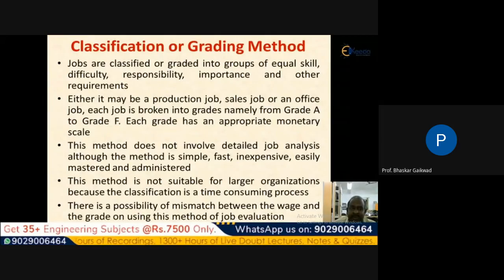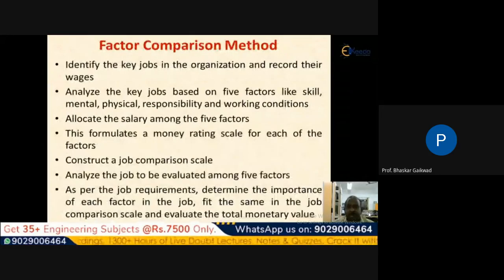Drawback of this particular classification. So now comes the factor comparison. Till now we have talked in very general terms. Now we have some factors to analyze. The five key factors used to analyze are skill, mental ability, physical ability, responsibility, and working condition.